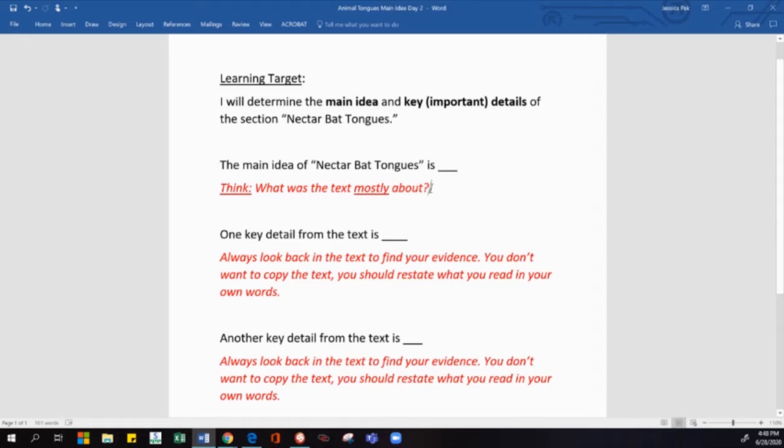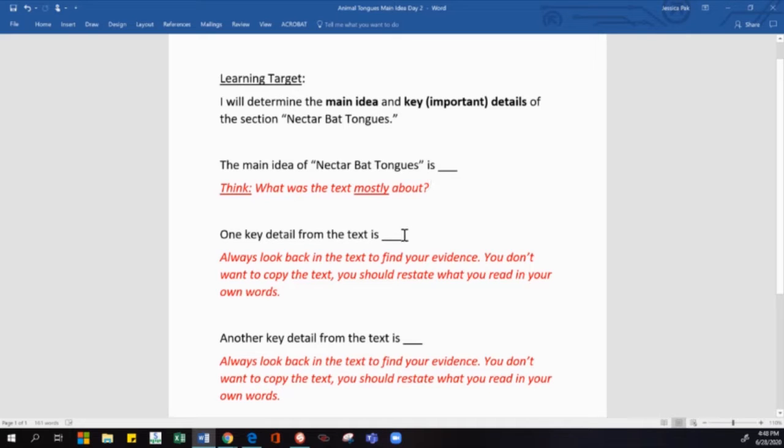Here's some thinking ideas for us. What was the text mostly about? And remember, we can use the clues that we had from the previous picture that I showed you. Then moving on to one key detail from the text is, remember that your details and evidence always need to come from the text. And then here's a little hint in the red. Always look back in the text to find your evidence. You don't want to copy the text word for word. You should restate what you read in your own words. And then moving on to another key detail from the text is blank.